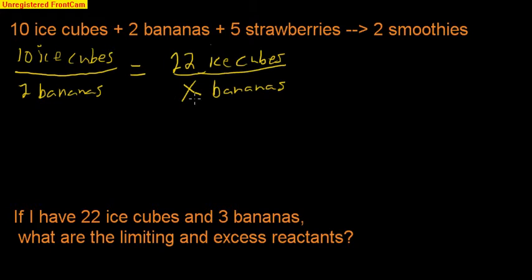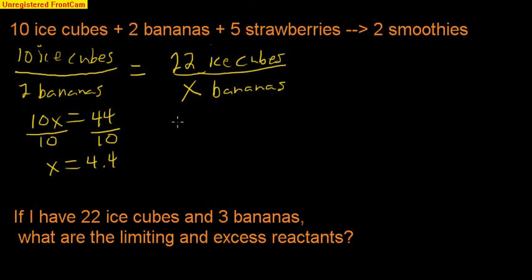So in this case, I'm going to cross multiply. I'm going to take my 10 times my x, which gives 10x, and then multiply my 2 times my 22, which gives me 44. Once I have this equation, I need to solve for x. So I'm going to divide this side by 10, and then divide the other side by 10, and then I get x is equal to 4.4.